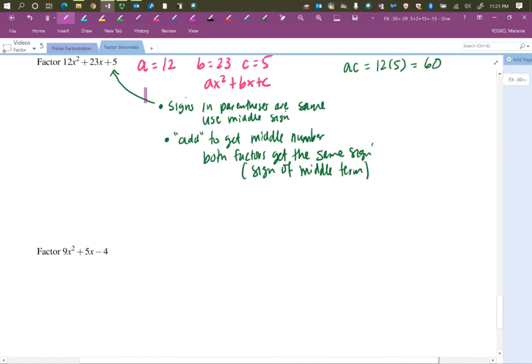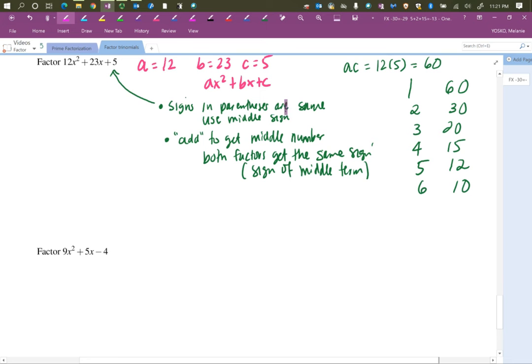And we know the third term tells us the signs in the parentheses are the same, and we're going to use the middle sign. Then we're going to add to get the middle number. So both factors are going to get the same sign, the sign of the middle term. So let's write all the factors of 60. Then we're going to look at the signs to use. So 1 and 60, 2 and 30, 3 and 20, 4 and 15, 5 and 12, 6 and 10.